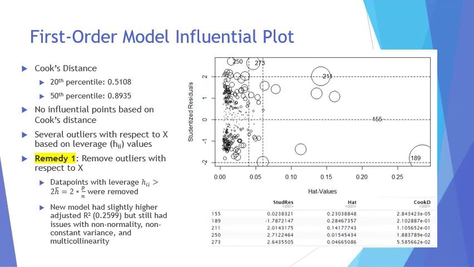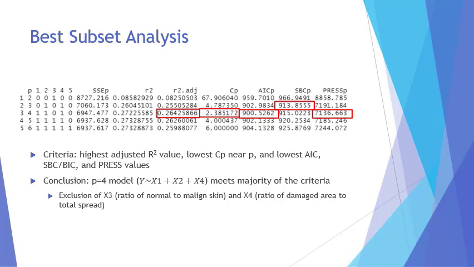Removing the outliers slightly improved the adjusted R-squared, but did not impact the other violations. The best subset model was then determined based on the criteria of having the highest adjusted R-squared and lowest Cp, AIC, SBC, and PRESS-P values. After running the best subset algorithm in R, it was determined that x3 and x5 can be dropped, leaving the best subset predictors to include x1, x2, and x4, which correspond to mass and size of area under study for the tumor and area of skin damage, respectively.